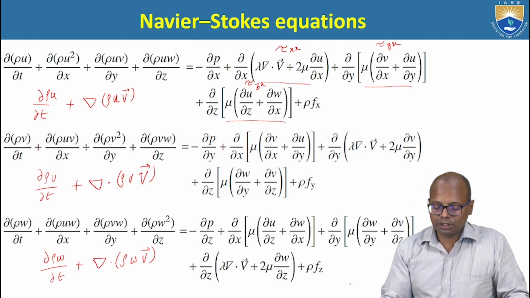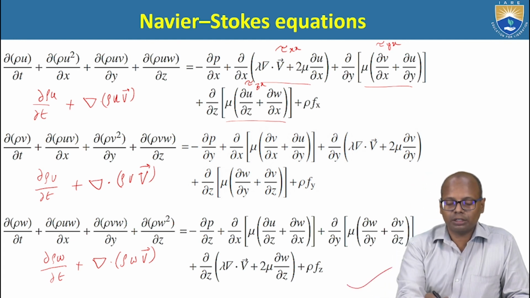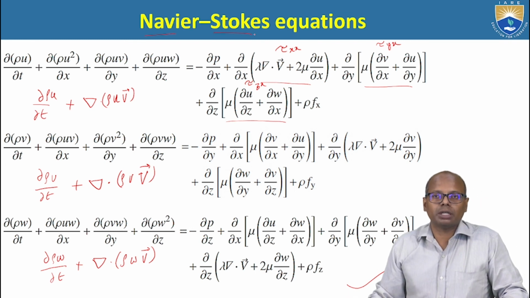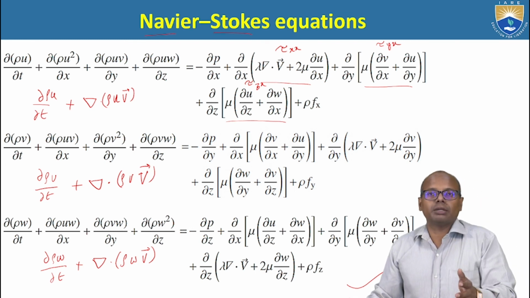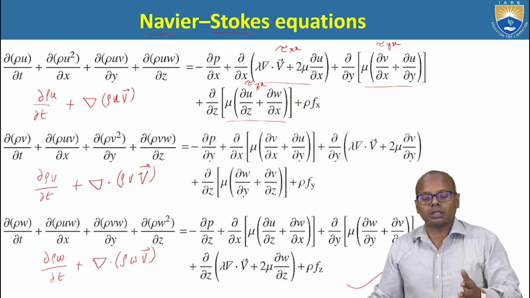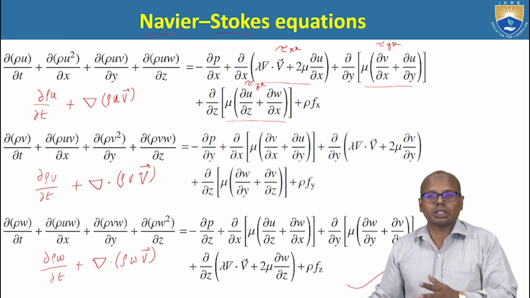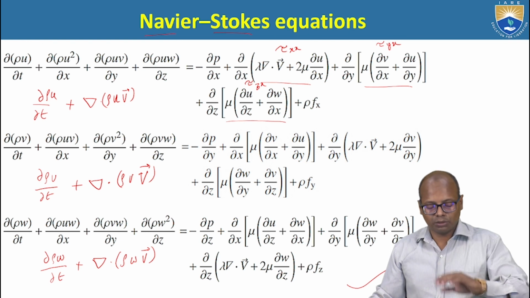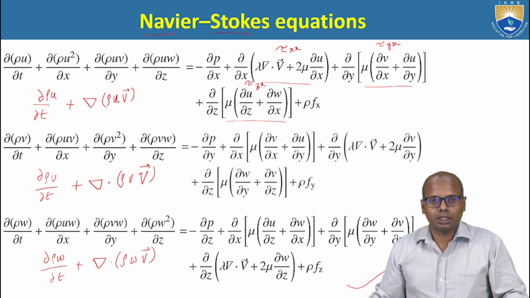This form of equation is given by two famous scientists, known as Navier and Stokes. In their name, these equations are termed as the Navier-Stokes equations. So this is about the Navier-Stokes equation.